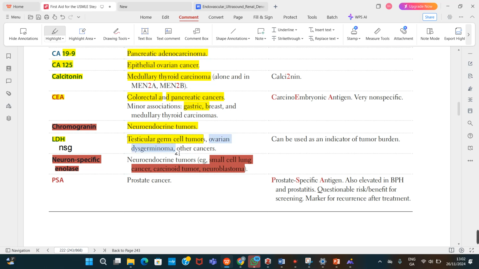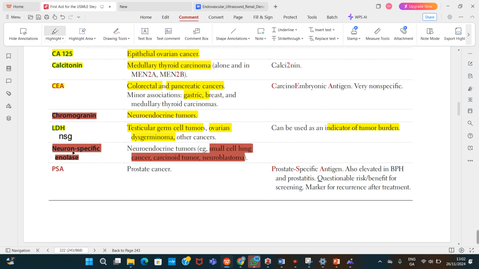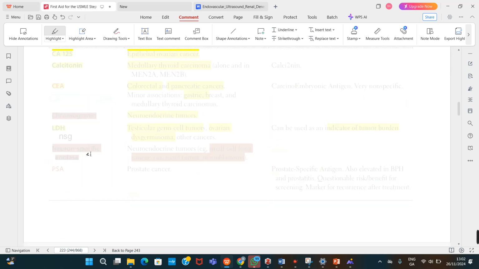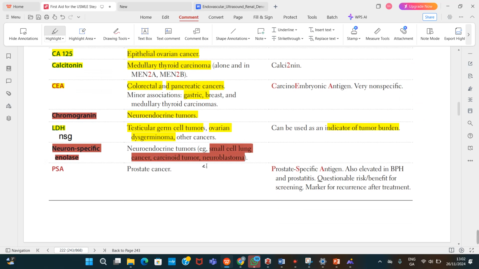Ovarian dysgerminoma and testicular germ cell tumors can produce LDH. LDH is just due to high tumor burden, because LDH is released when there's lysis of cells. So high tumor burden, high LDH level, very common in ovarian dysgerminoma and testicular germ cell tumor of the non-seminomatous type. So the PSA is specific to prostate cancer, which we have talked about.